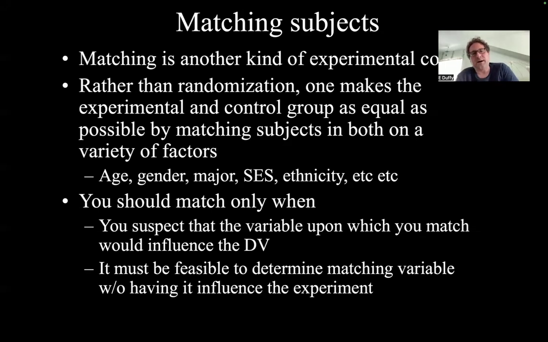It's somewhat common, but you should only match when you suspect that the variable on which you match might influence a dependent variable, not if you just don't know. And it also is feasible only when you can determine a matching variable that has an influence on the experiment. So if you don't know that blood type might have an influence, you might not even know to measure blood type and use it as a matching factor. So that's another problem with matching.